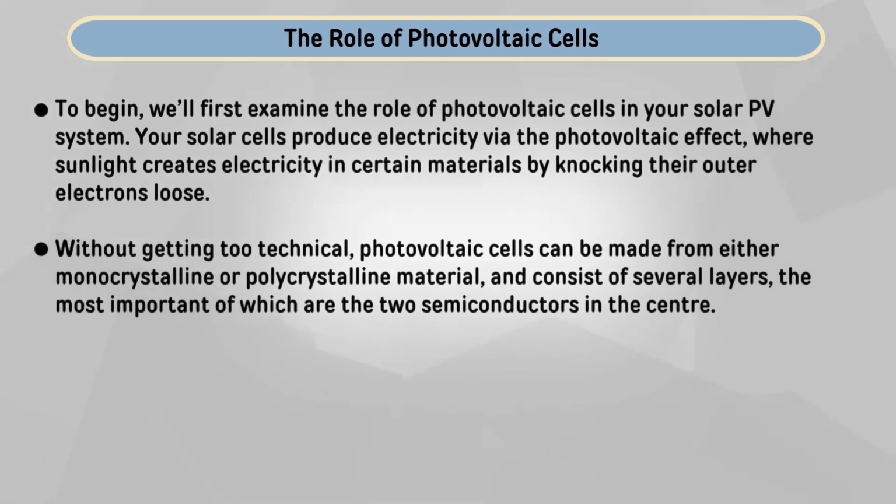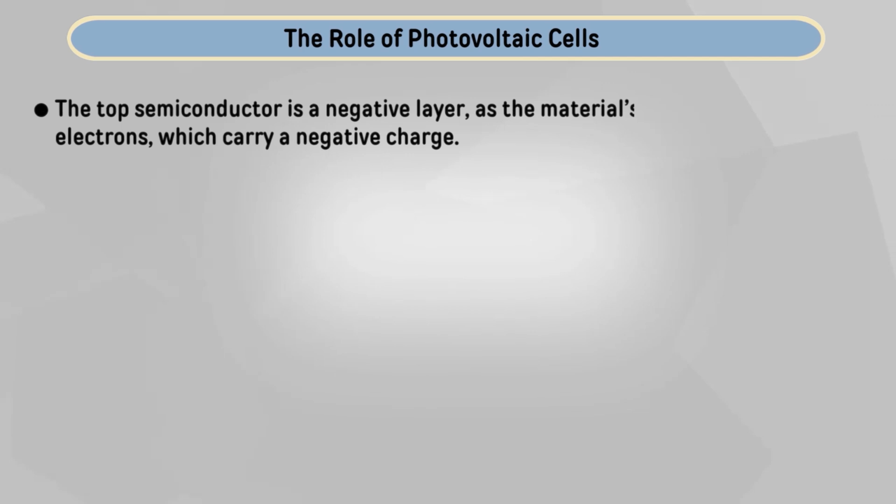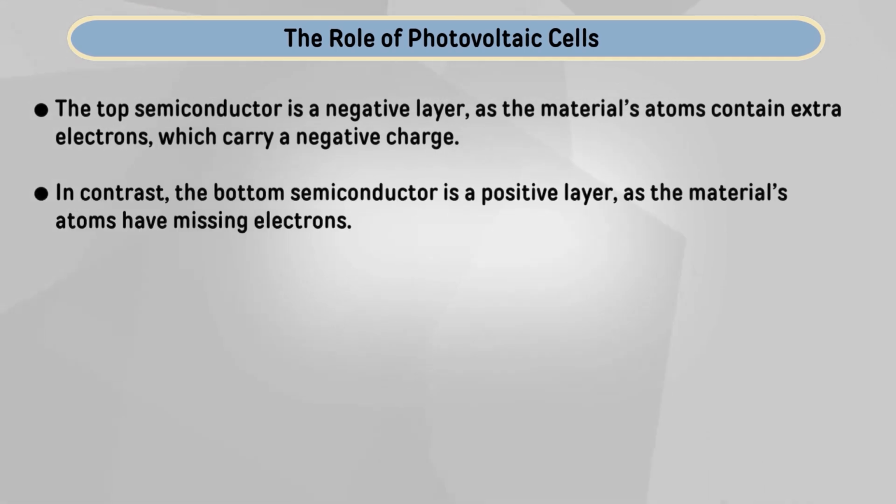layers. So, in that structure I have also shown that it is layered material, and the most important of which are these two semiconductors in the center. The top semiconductor is a negative layer, as the material atoms contain extra electrons which carry the negative charge, and in contrast the bottom semiconductor is a positive layer, as the material atoms have missing electrons. So, we may have different layers of semiconductors, and the center two layers of semiconductor are used as the negative and positive layered semiconductor.